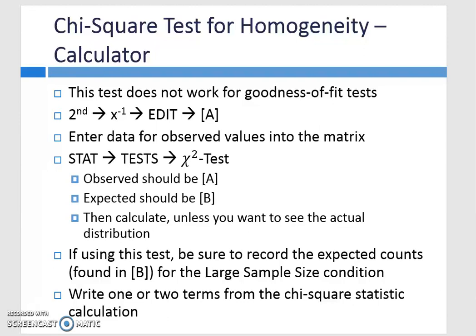Now if you're doing a full-on four-step process here for chi-square testing, make sure that you record, meaning write down, your expected counts, because when we're trying to figure out if the large sample size condition is met, that all of my expected counts are at least 5, you need to write down what they are. You don't need to show the work for how you found them, but you do need to write them down. And then also in the do step, always write down at least one or two terms of your calculation before just saying, here's what the calculator told me.